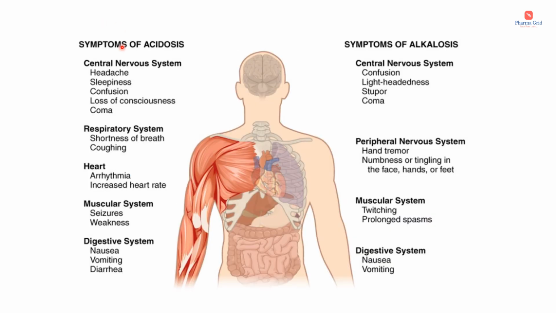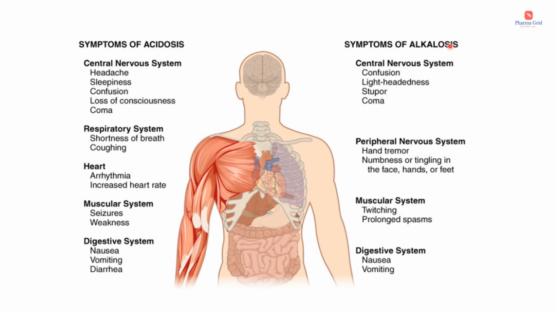And here you can see the symptoms of acidosis as well as symptoms of alkalosis. The acidosis symptoms mainly include headache, sleepiness, confusion, loss of consciousness, coma. Then in the respiratory system, there will be shortness of breath and coughing. And in the heart, it can cause arrhythmia, increased heart rate, then seizures, weakness. In the digestive system, mainly nausea, vomiting and diarrhea.